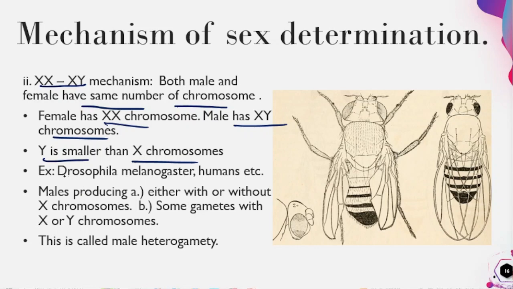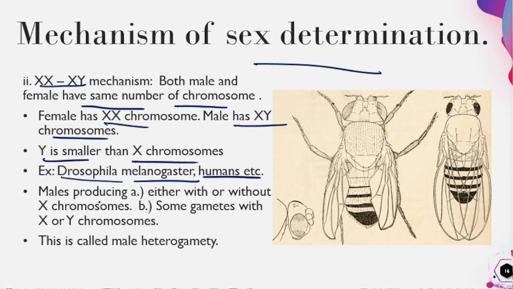Examples are given. Drosophila melanogaster is an example of sex determination in the case of XX and XY. Human beings are also an example. Okay. So this is the example for this.